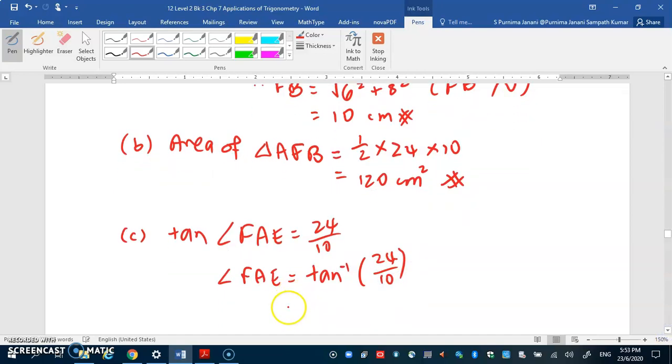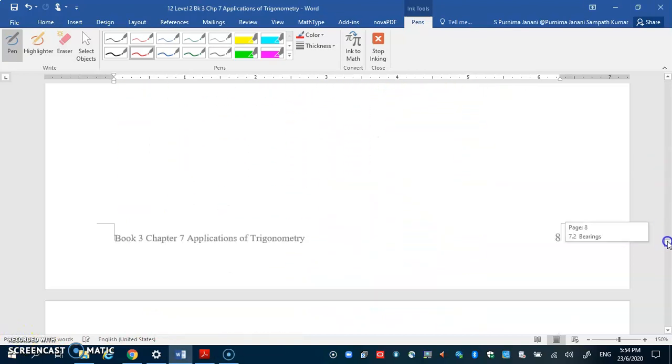And answer to 1 dp, your answer should be 67.4 degrees to 1 dp. And you're done with this question. It's easy once you can visualize. Okay, moving on to example 12.